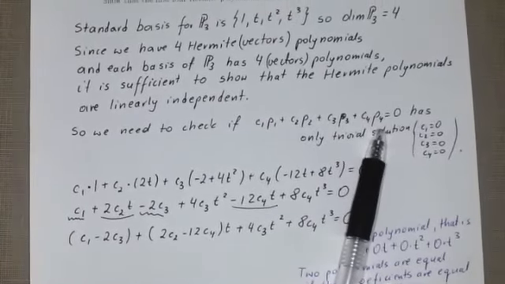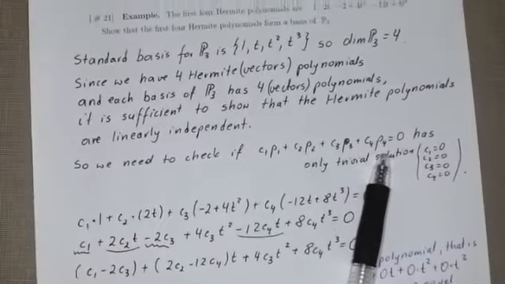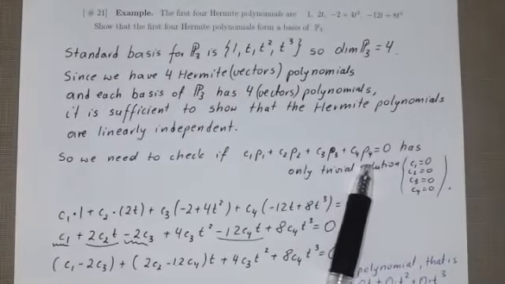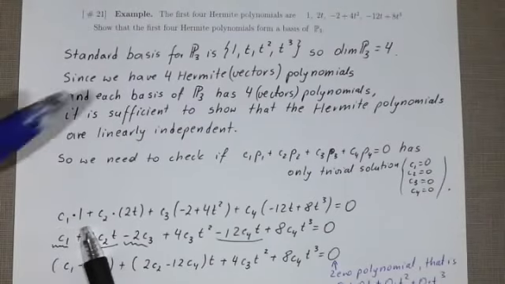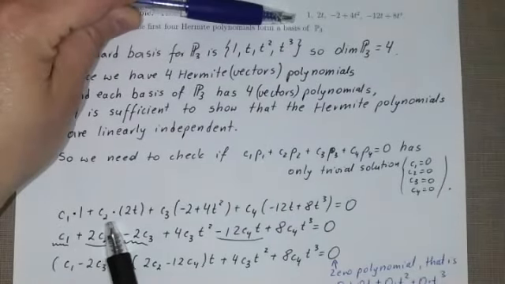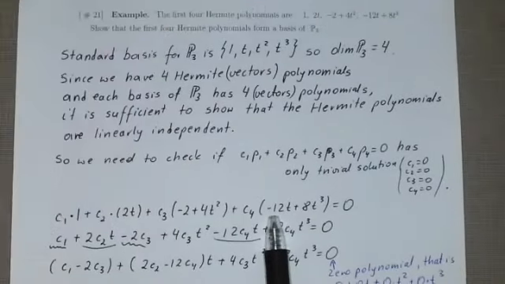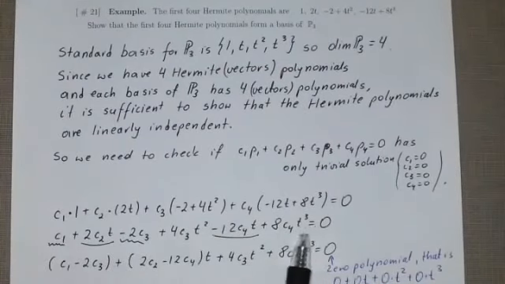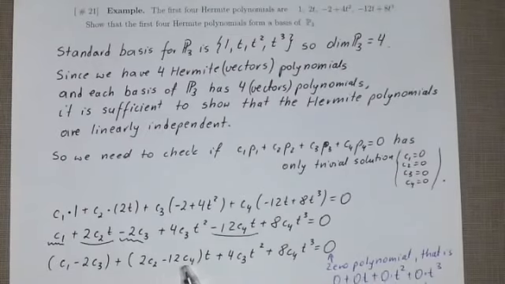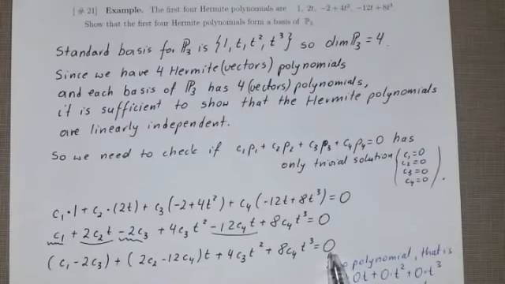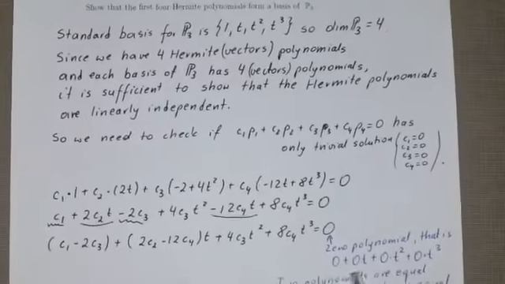So set up the equation and solve it. We have c1 times the first polynomial from the given, c2 times the second polynomial, c3 times the third, c4 times the fourth. Multiply everything out and rearrange by grouping together the constant terms, the coefficient of t, the coefficient of t squared, and the coefficient of t cubed, and all of that is equal to 0, or in other words, the zero polynomial.